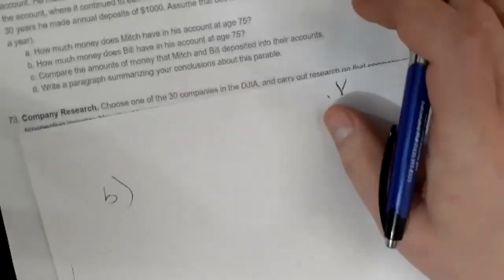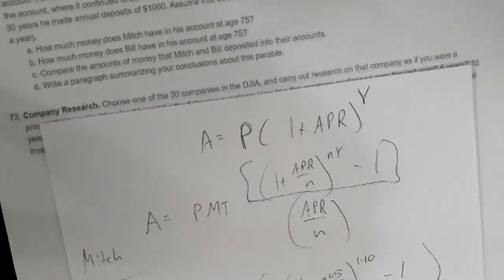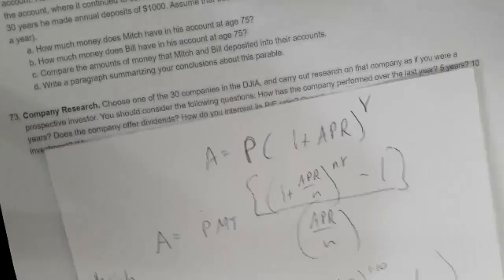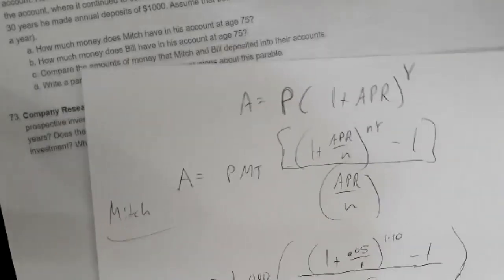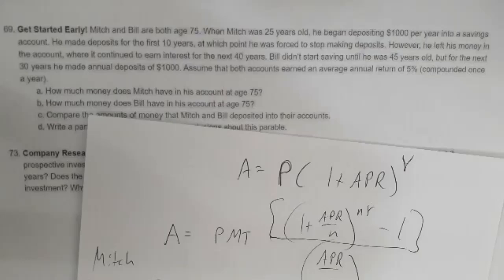how much money does Bill have in his account at 75? Did I do that? 40 and 10, 50 plus 25. Okay, yeah. So how is Bill going to do this? He made a deposit. No, it's Mitch. Bill didn't start saving until he was 45 years old, going from 45 to 75. The next 30 years, he made annual deposits of 1,000.